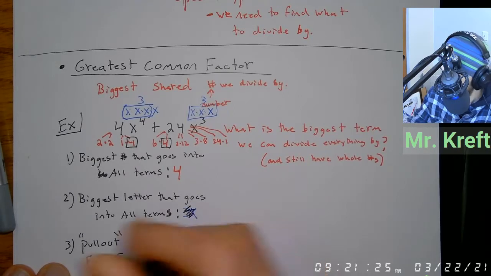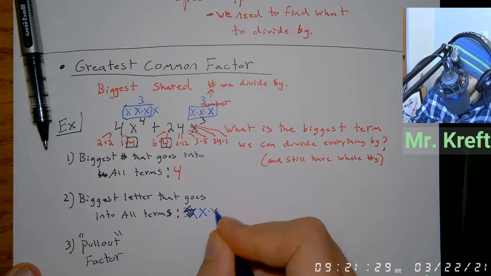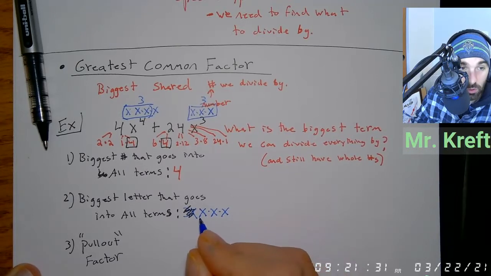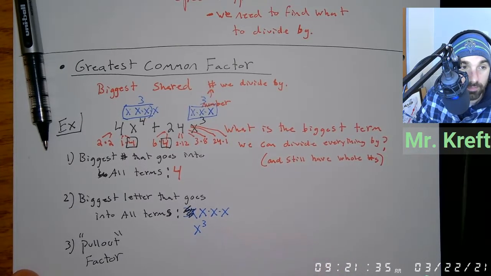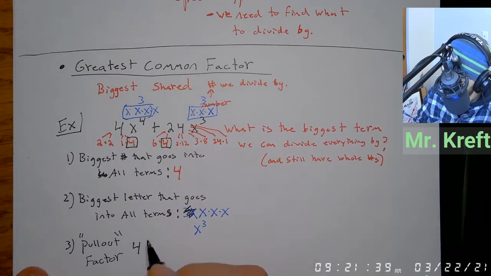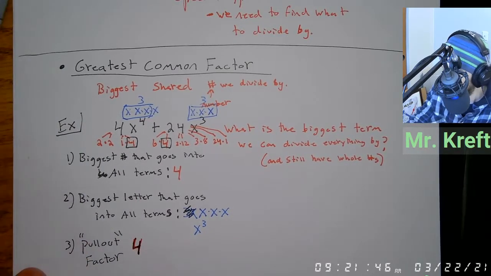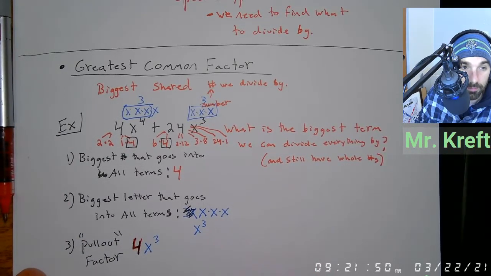Oops, I should go like this. That's confusing if I write it like that. I'm going to go like this. Right? So I can do 3 x's, which is the same as x cubed. Okay, so I'm going to pull out 4. Oops, let's do it colored. I was doing so good with colors. 4 and then x cubed. That is 3 x's.